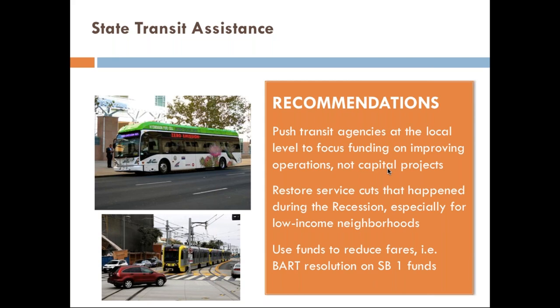During the recession, many transit agencies saw their budgets slashed. They cut bus routes and increased fares. And we would like to see these dollars used to repair damage done to our transit systems during that period, particularly in low-income neighborhoods. BART, for example, had planned a fare increase, but canceled it when they saw the dollars coming from SB1. We also hope that there will be robust community participation at the local level with regional transit agencies so that community members can help decide where these dollars are going to go.